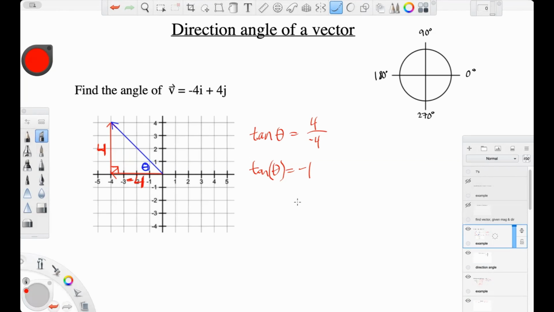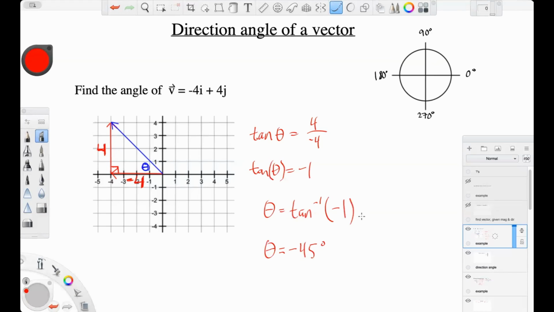And the way to do that is with the inverse tangent key. So I'm going to apply an inverse tangent to both sides. That's going to get rid of tangent on this side. And if I apply an inverse tangent on the right-hand side, inverse tangent is the key that looks like tangent to the -1, of -1. So I'm going to take the inverse tangent of -1. And what my calculator is going to tell me is that that angle is -45 degrees.